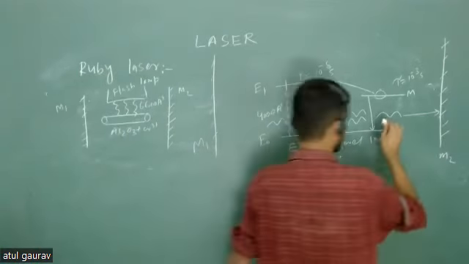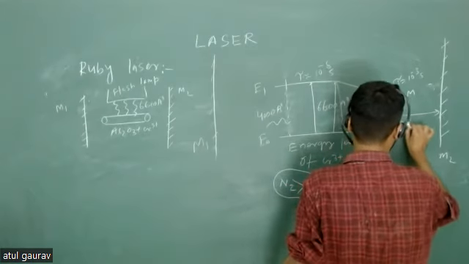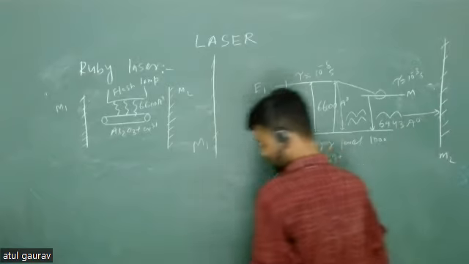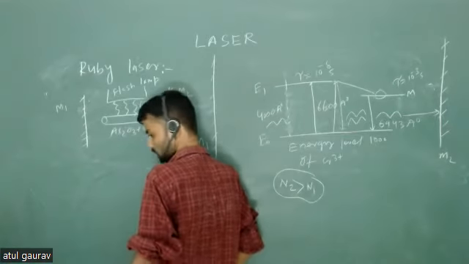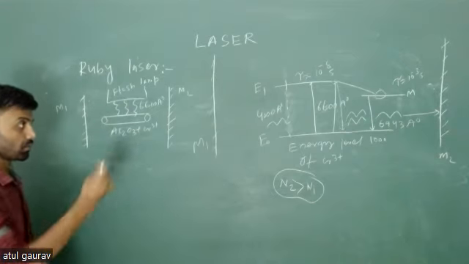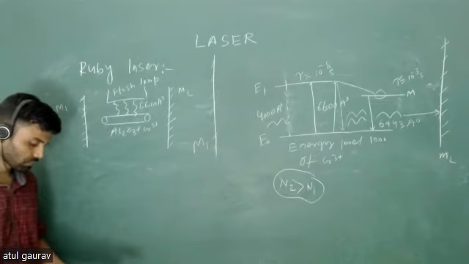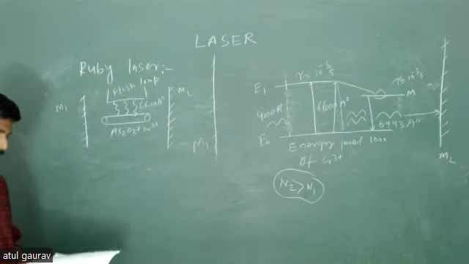And of course the wavelength corresponding to this is 694.3 nm. Is it clear what I'm saying? Did you understand how the ruby laser works? Is it clear now? Yes, sir. Yes. Okay. सर, can you please repeat once?